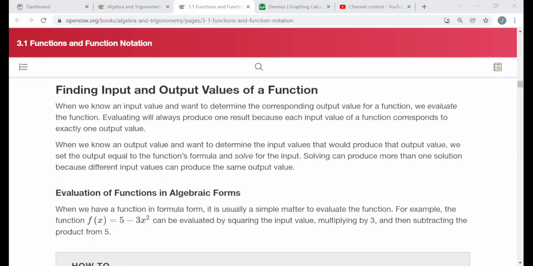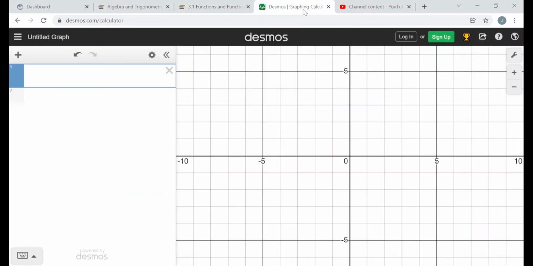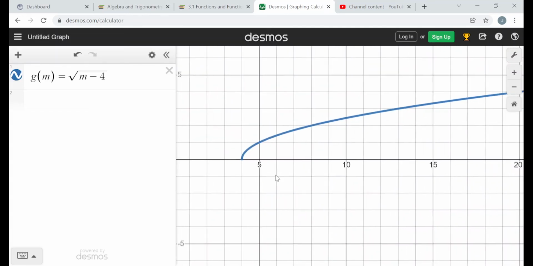So I'm going to go to a free online graphing calculator called Desmos at desmos.com. And I'm going to enter the function as it was given to me, and that's the nice thing about Desmos. So you put g of m, the function notation equals, and then the other side has, how do I calculate the output when the input is m? The square root of m minus 4, and look at what shows up here. A graph.